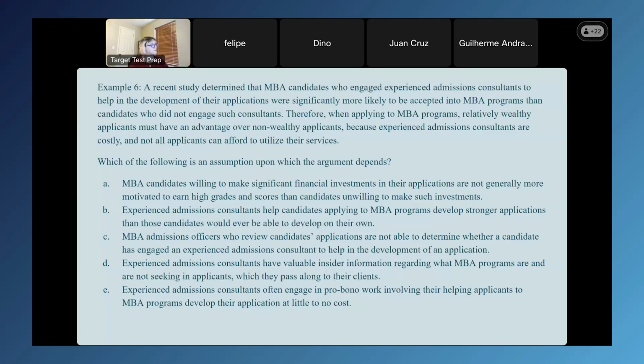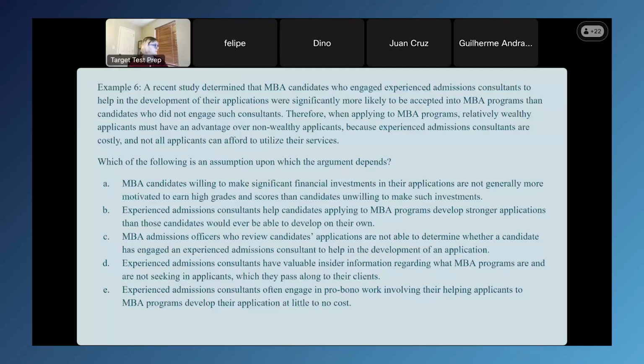D, experienced admissions consultants have valuable insider information regarding what MBA programs are and are not seeking in the applicants, which they pass along to their clients. That one also just seems to explain that same premise. We already know that they are significantly more likely to be accepted.